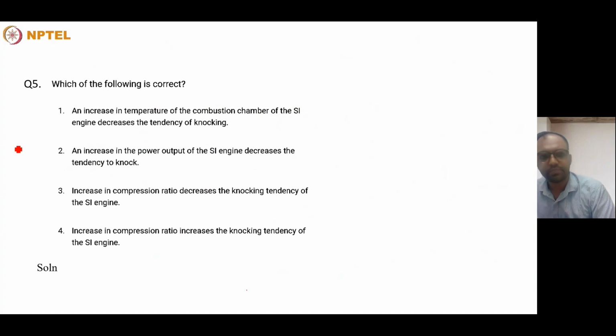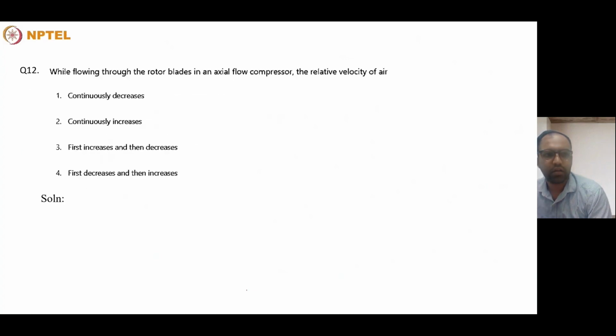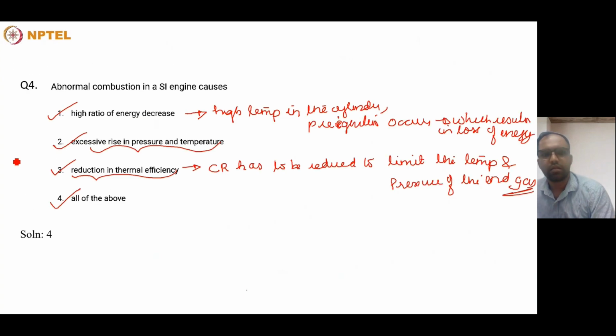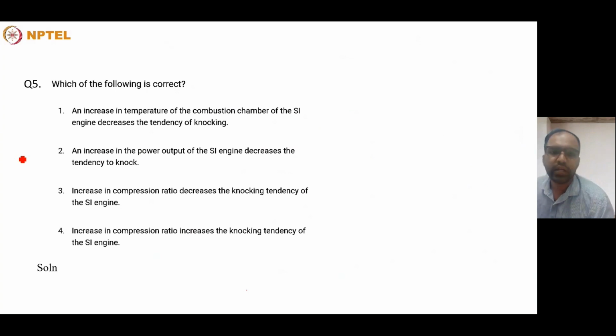Which of the following is correct? An increase in temperature of the combustion chamber of the SI engine decreases the tendency of knocking. An increase in the power output of the SI engine decreases the tendency of knocking. An increase in compression ratio decreases the knocking tendency of the SI engine. An increase in compression ratio increases the knocking tendency of the SI engine. The answer is that an increase in compression ratio increases the knocking tendency of the SI engine.